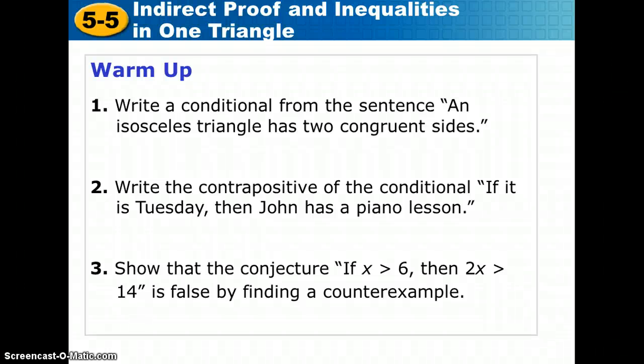Hello and welcome to Lesson 5.5, Indirect Proof and Inequalities in One Triangle. Hopefully you've had a chance to go through the note packet and fill out the vocabulary for this lesson. If you haven't done so, pause the video and do that now. It's going to make watching the video a little bit easier.